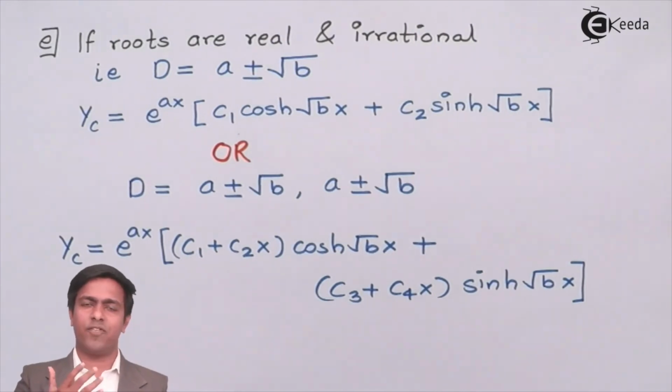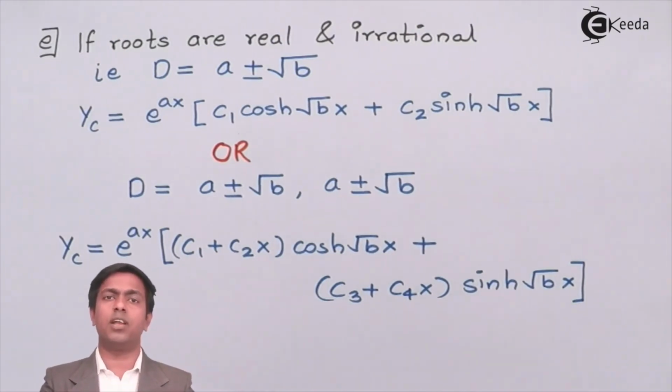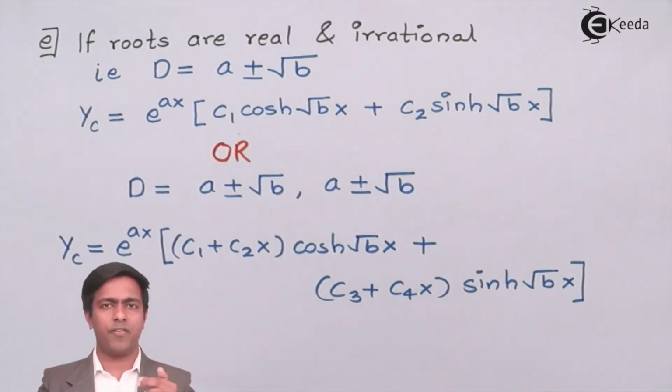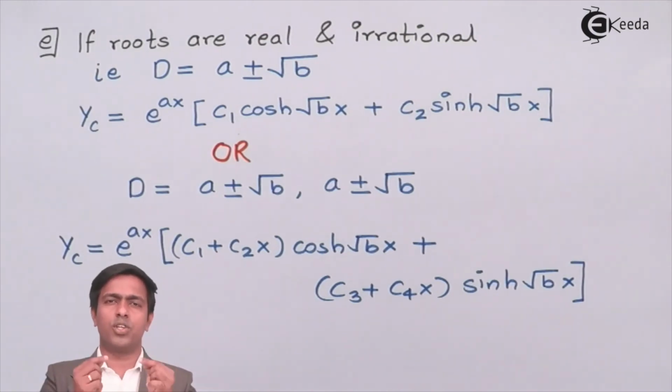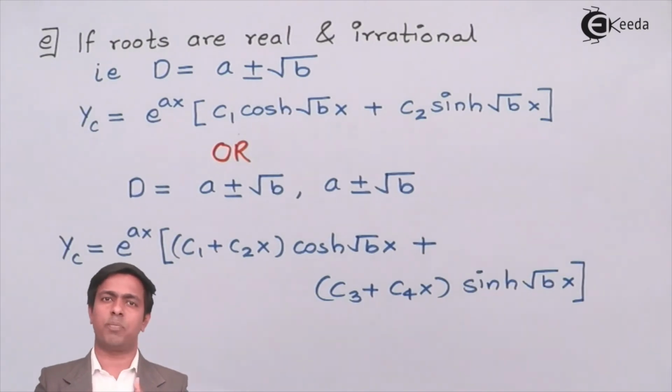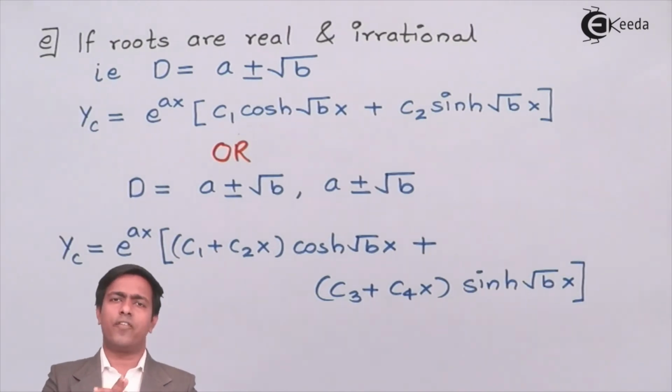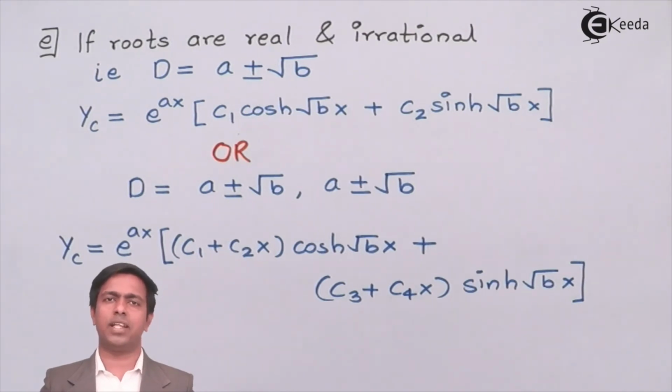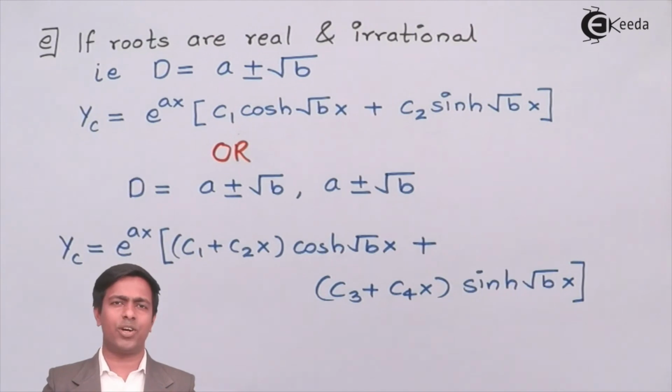So guys, these are the 5 different types of solution possible for complementary function. So whenever we want to find out yc, which is complementary function, we get the roots in one of these 5 cases. So what you have to do is observe the roots and check where it belongs. If it belongs to case 1, we have to apply that formula. If it belongs to case 2, we have to apply that formula, and so on. So this is how we find out the value of yc and yp, that is complementary function and particular integral. So I'm sure that you understood how to find out the solution of any given higher order differential equation with constant coefficient.